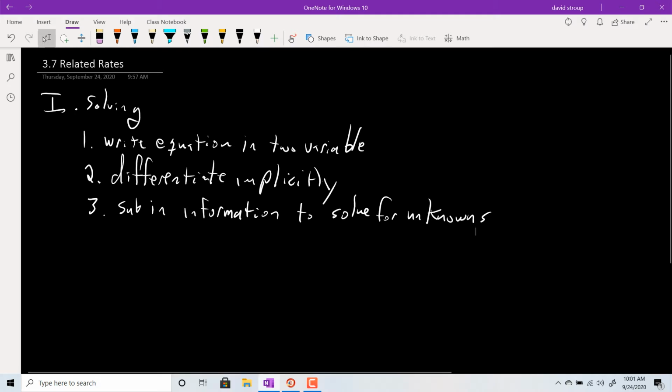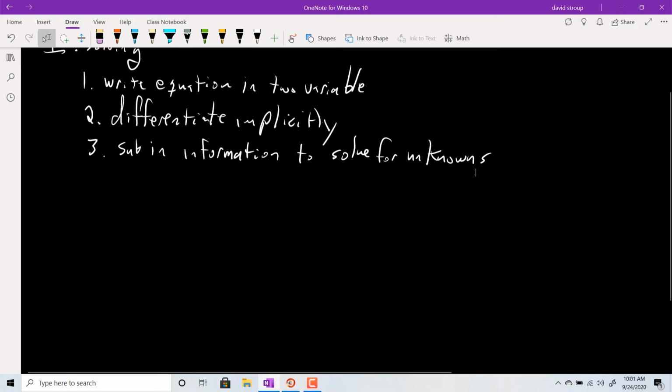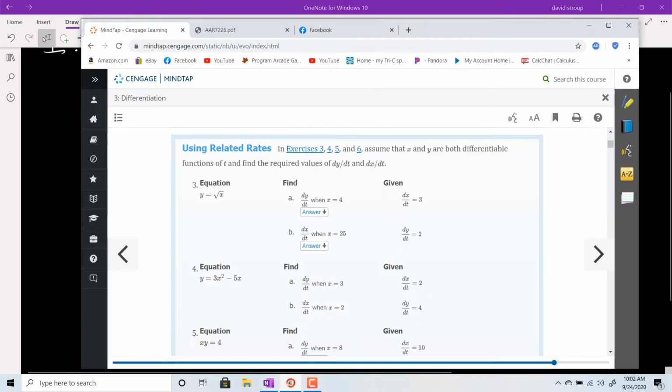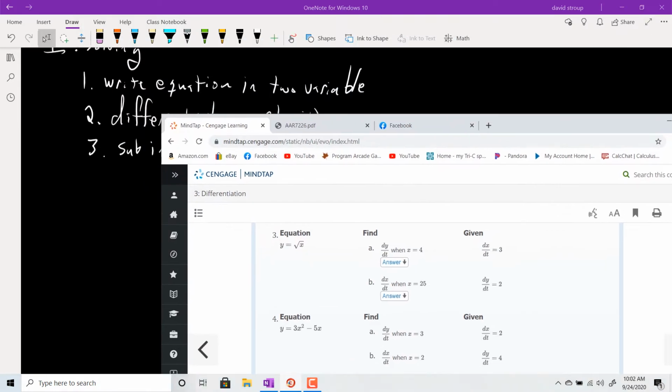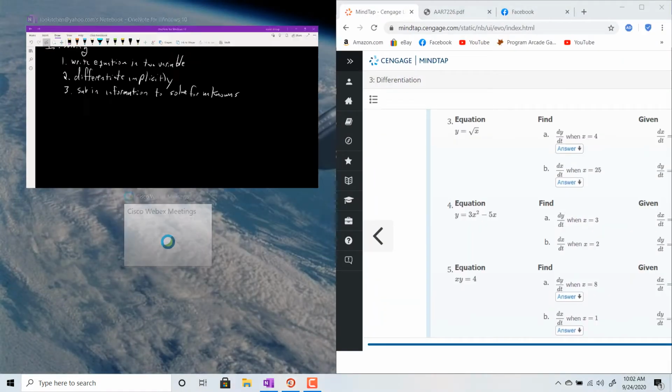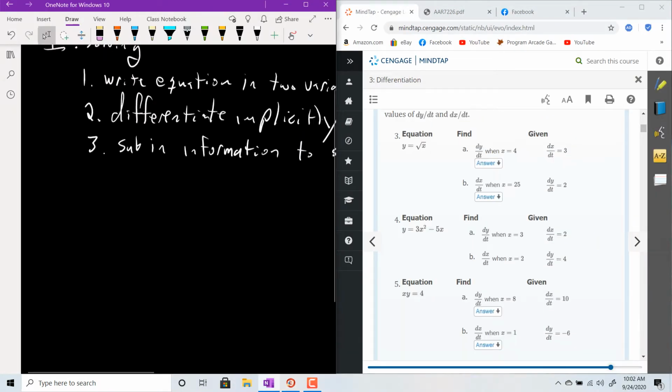Sometimes the first step can be challenging, as you'll see in some of these exercises. So let me go to the book and see what exactly is going on there. These first couple problems, like I said, you're basically just plugging in. They give you the information, and then you plug in the stuff. So let's look at number three, I guess.